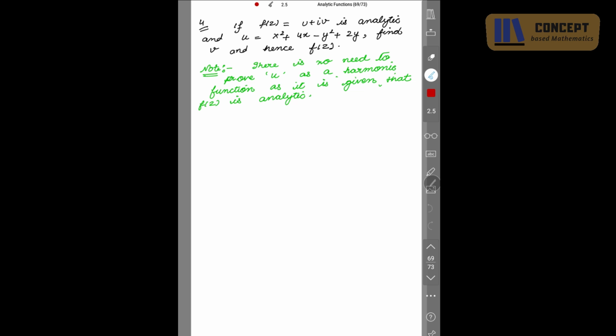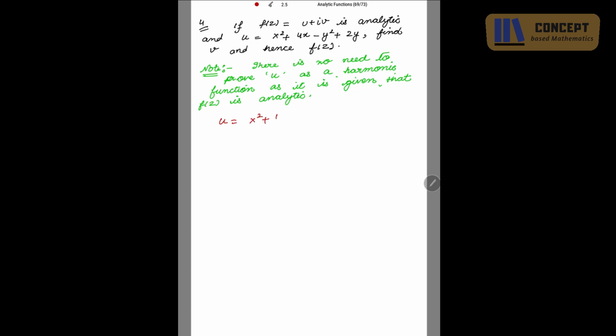The other one is, if f of z is u plus iota v is analytic and u is given as x square plus 4x minus y square plus 2y, find v and hence f of z. Now see, here f of z is given to be analytic. So there is no need of showing that u is a harmonic function, because if f of z is analytic, then u and v both are automatically harmonic functions. In the previous questions, f of z analytic was not given. Here f of z is analytic, it is given in the question, so there is no need of showing u is harmonic. It is automatically harmonic.